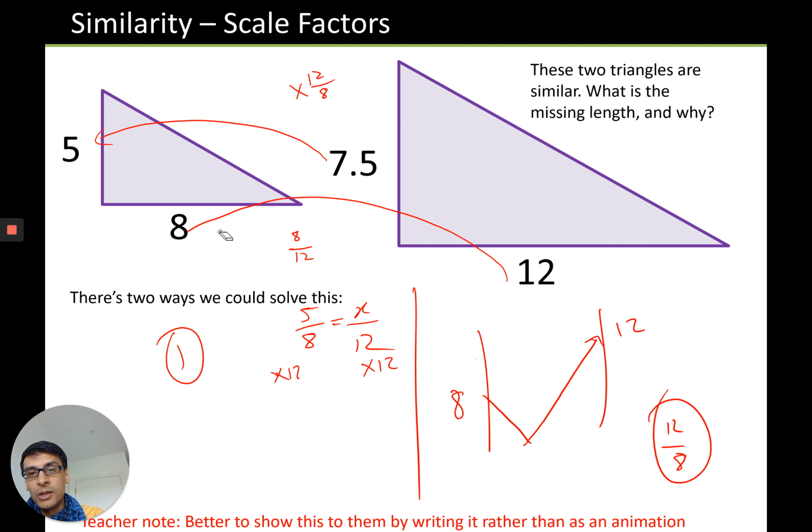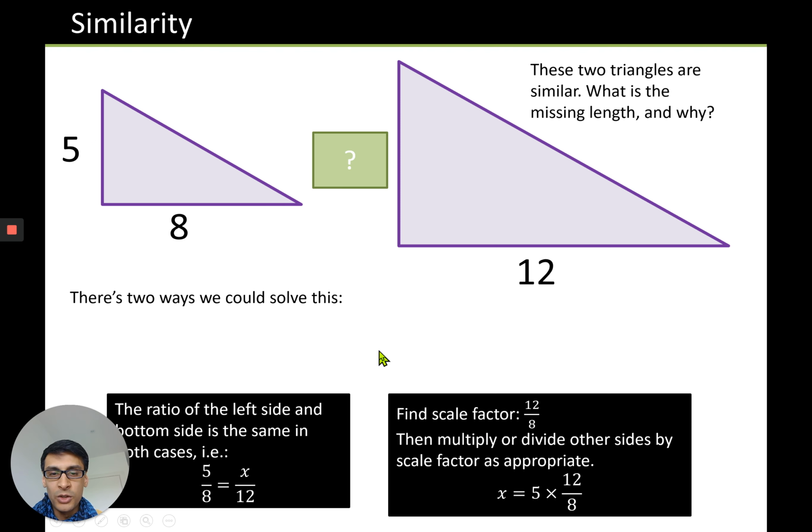So there's two methods here. I have the answers on the other slide as well. It's just a bit neater. You can work out ratios in either case. Which of those methods you use is up to you. There's no rules on that.